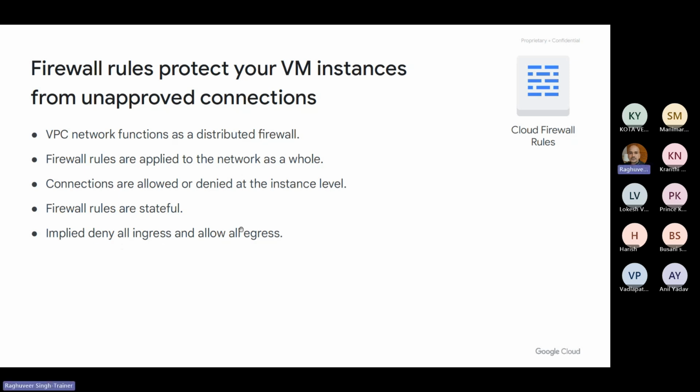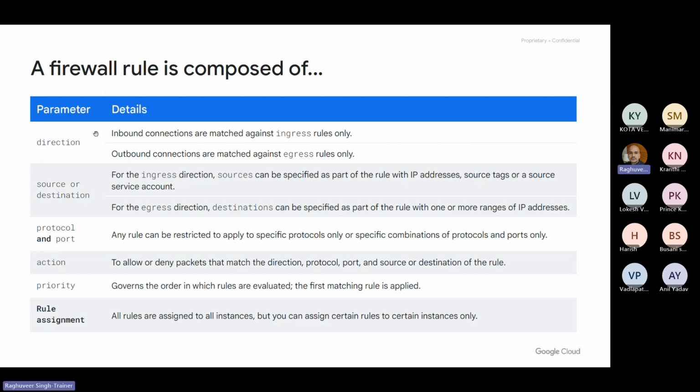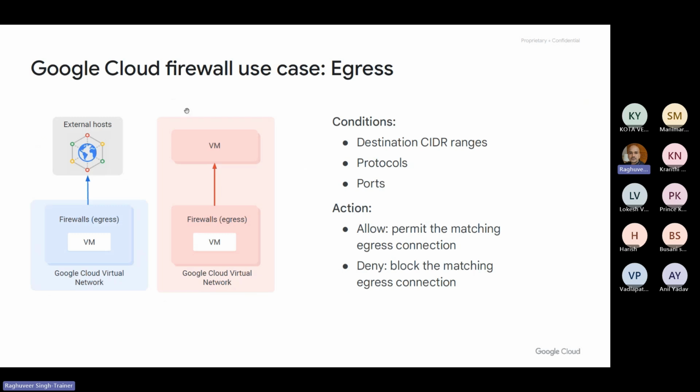Implied rules deny all ingress and allow all egress. By default, the firewall blocks all incoming traffic. Ingress is incoming, egress is outgoing. By default, it blocks all incoming and allows all outgoing. This is the default behavior of the firewall. This is how a firewall rule is composed. So you have direction, source or destination, protocol. When we do the firewall rule, we'll come back to this page and you will see how these are configured. Now these are the firewall rule use cases, egress, and how it works.